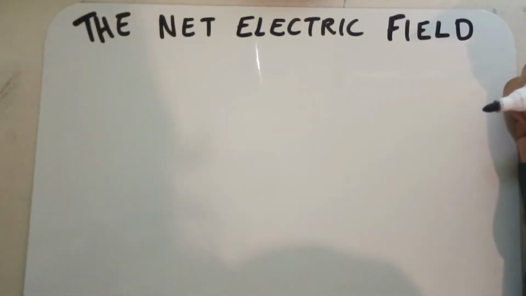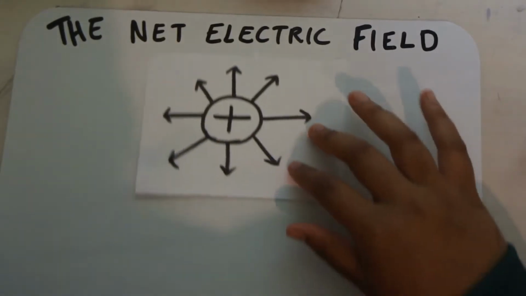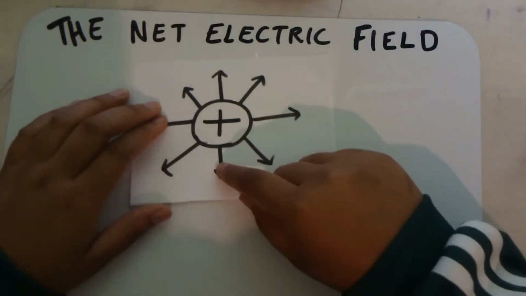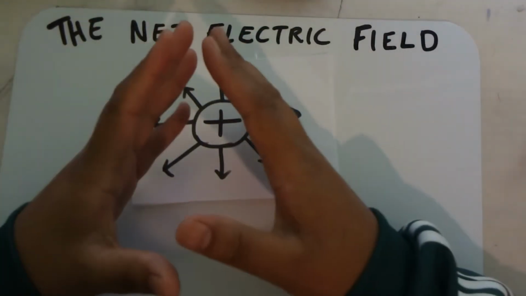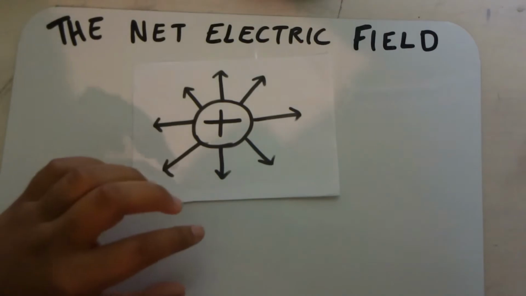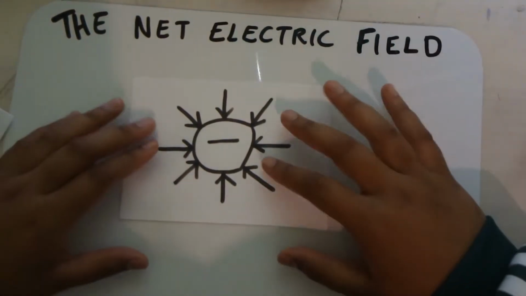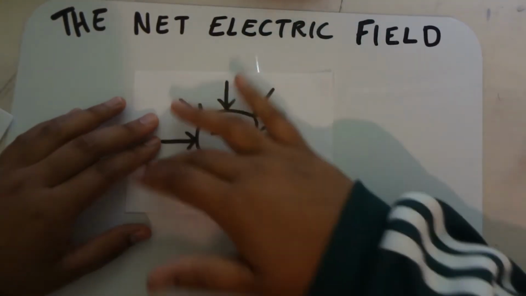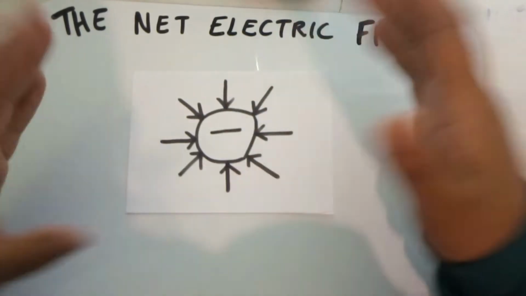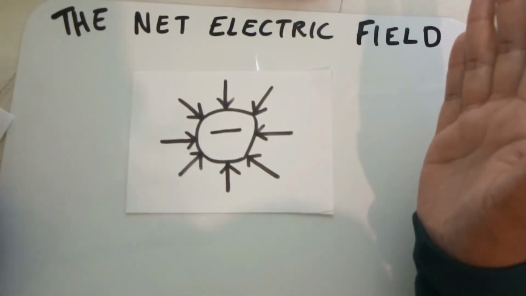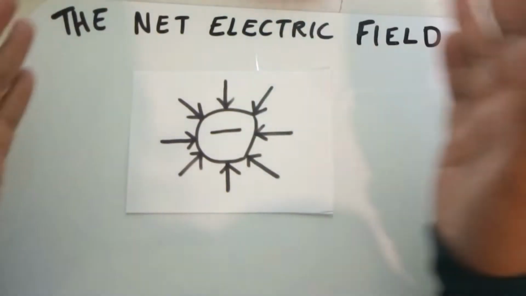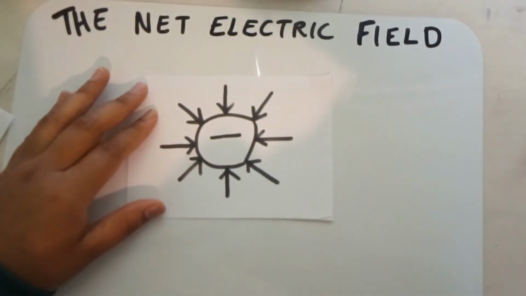The first core principle: if you have a field generated by a positive charge, that field is going to radiate outwards. The second core principle is that if you have a field that is generated by a negative charge, that field is going to point in the direction that faces towards or pulls towards the negative charge.